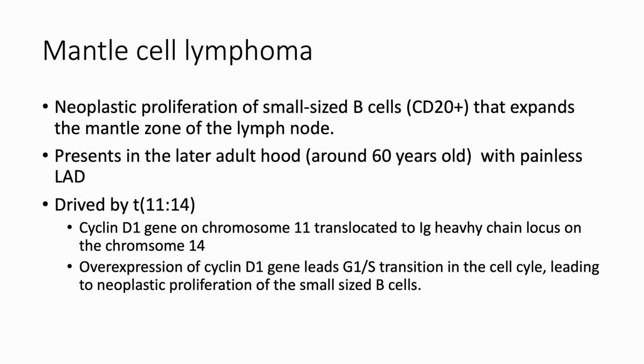Mantle cell lymphoma. Mantle cell lymphoma is a small B cell, anti-CD20 positive, that expands the mantle zone of the lymph node. It presents as painless lymphadenopathy. Okay, translocation. Let's talk about this. Basically, 11. Cyclin D1 is going to be on chromosome 11. It is translocated to 14. 14 is kind of like the hyper area.